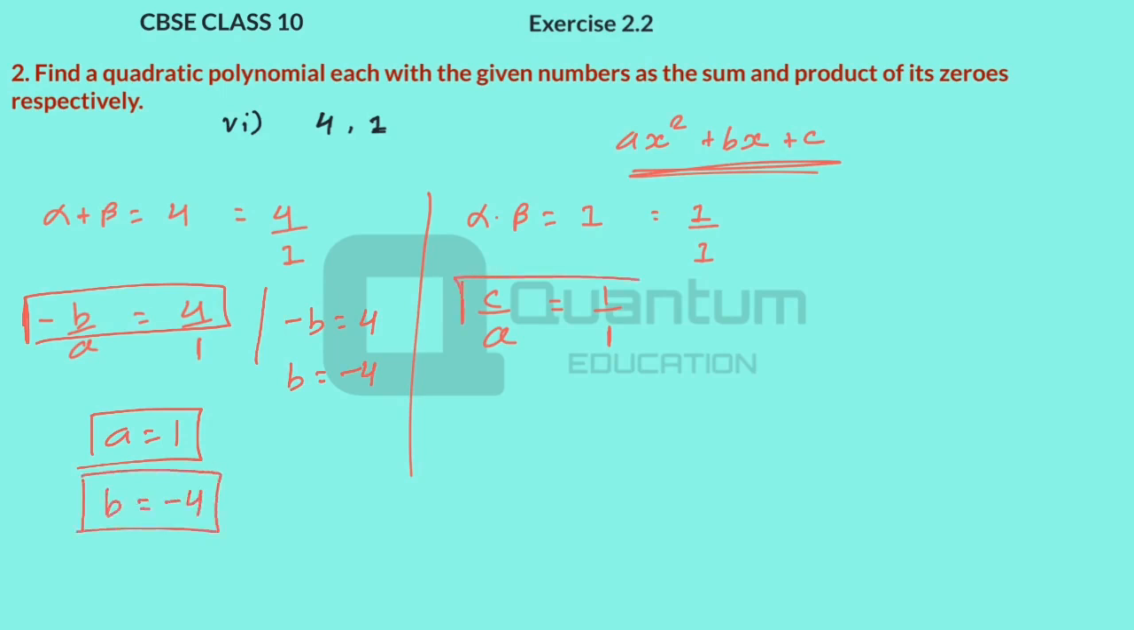Now c equals 1. So we get ax square, meaning 1x square minus 4x plus 1. So x square minus 4x plus 1, this is the required quadratic polynomial.